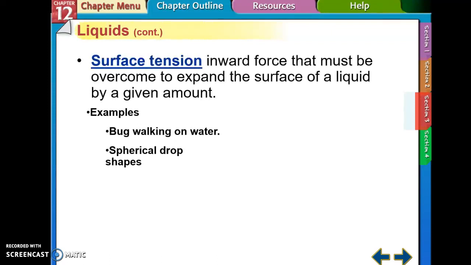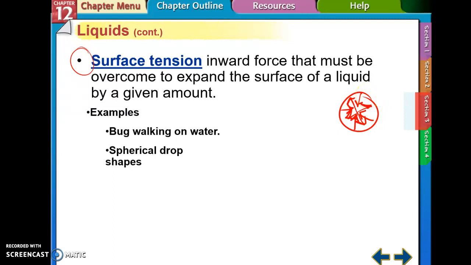So we're talking about surface tension. Surface tension is still going around with liquids, and that is where you have an inward force that must be overcome to expand the surface of a liquid by a given amount. So, if this is a water droplet, this is the force that comes from inside. And, okay, we want to pull it apart, but what's also happening is a force that's holding it together that gives it its spherical shape. So, when you have water droplets, those are spherical. To overcome that inward pull, you would have to break the surface tension.